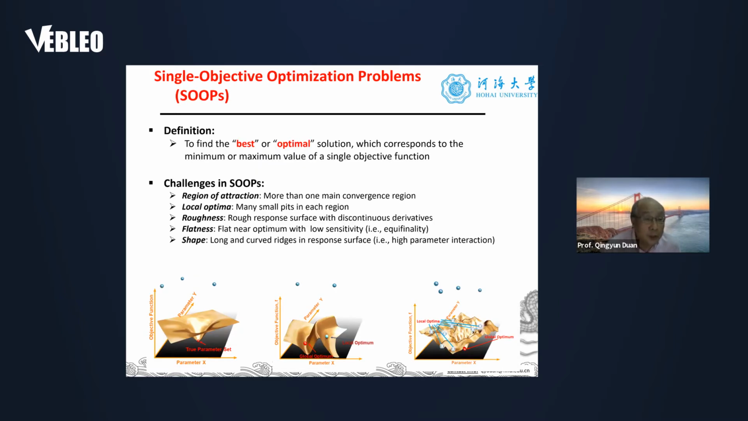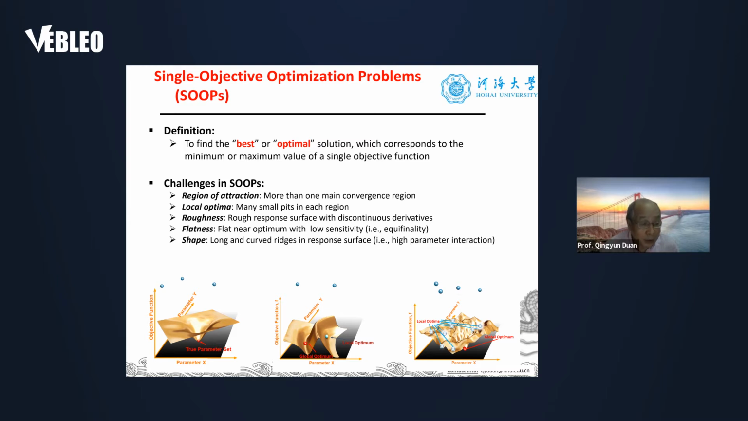So let's first talk about the single objective optimization problem, SOUP. The definition of that is to find the best or the optimal solution, which corresponds to the minimal or the maximal value of a single objective function. Shown here are some examples of this kind of problem. This one is relatively simple, okay? Then this here is more complicated, and then here is the most complicated.